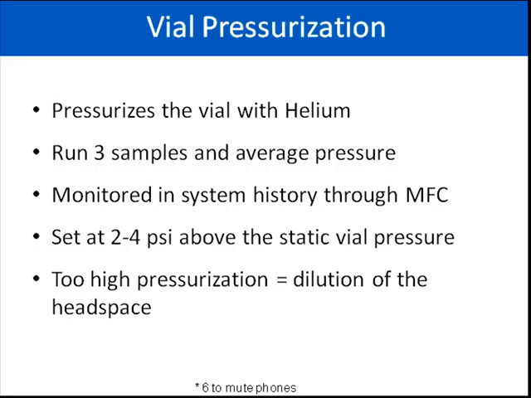In order to get the Headspace out of the vial and into the sample loop, it's going to pressurize the vial with helium. We generally want to set this 2 to 4 psi above the static vial pressure. You don't want too high of a pressurization in there, because since it's actually pressurizing the vial with helium, you could possibly dilute your Headspace.